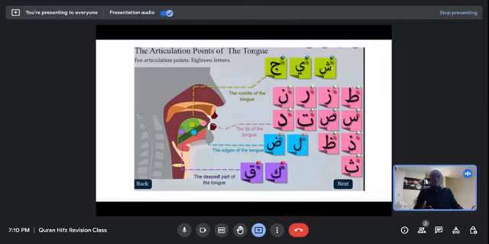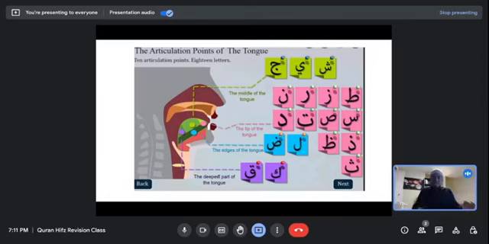So the middle of the tongue is where the shin and the ya come out from. Sh, sh, ya, and jim, right? Everyone knows how to pronounce shin, ya, and jim, right? And the tip of the tongue is where the majority of the letters, 11 of them, come out from. Imagine all these 11 letters come up from around the tip of the tongue, and at the tip of the tongue there are different makharij.